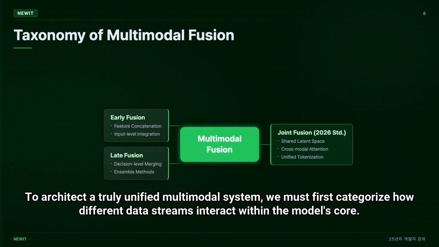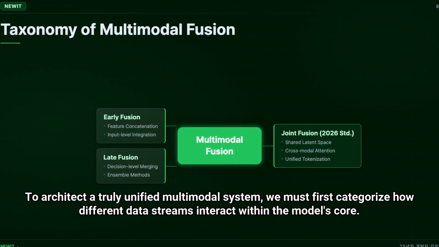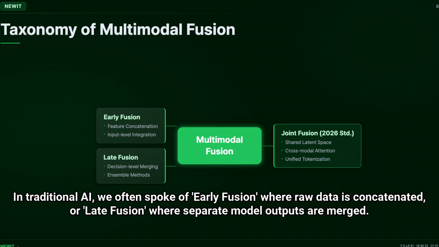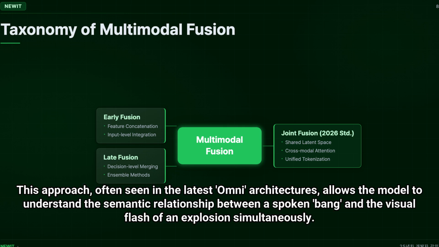To architect a truly unified multimodal system, we must first categorize how different data streams interact within the model's core. In traditional AI, we often spoke of early fusion where raw data is concatenated, or late fusion where separate model outputs are merged. However, the 2026 unified engine paradigm revolves around joint fusion. Here, text, image, and audio are mapped into a shared representative space from the very first layer. This approach, often seen in the latest Omni architectures, allows the model to understand the semantic relationship between a spoken bang and the visual flash of an explosion simultaneously.